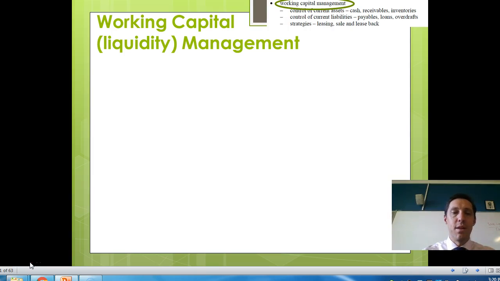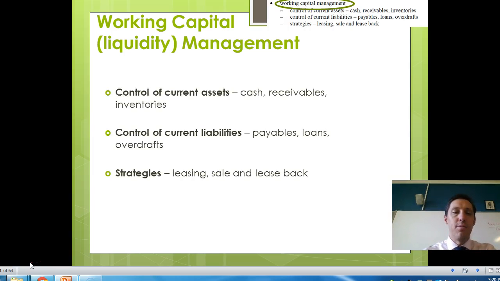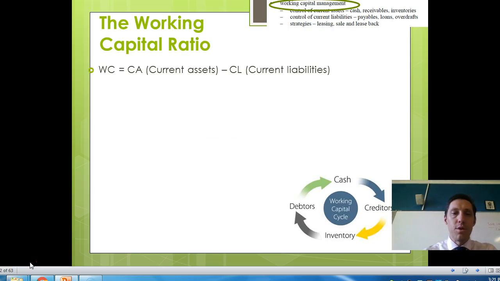of a particular entity. So we'll start off with looking at control of current assets, remembering that our current assets are cash, stock, accounts receivable. Our current liabilities are bank overdraft and accounts payable, and then the strategies we'll look at are leasing and sale and leaseback. So just to recap on the working capital ratio, it's current assets minus current liabilities, or that's working capital, sorry. And working capital ratio is current assets divided by current liabilities. And remembering that 2 to 1 is considered to be a good ratio.